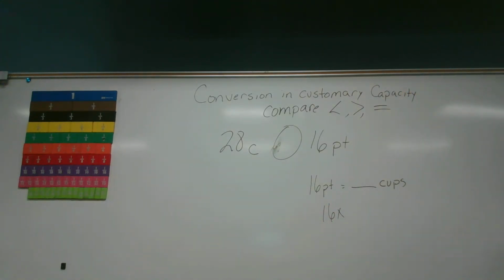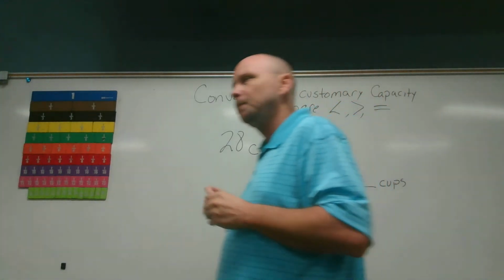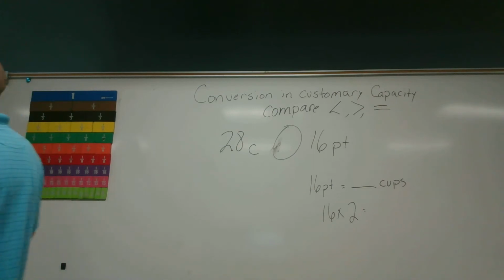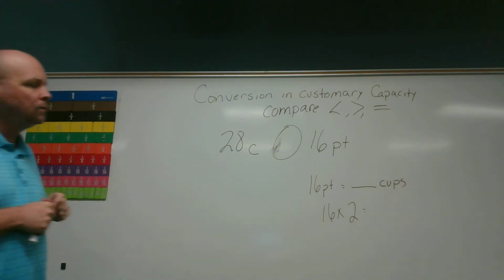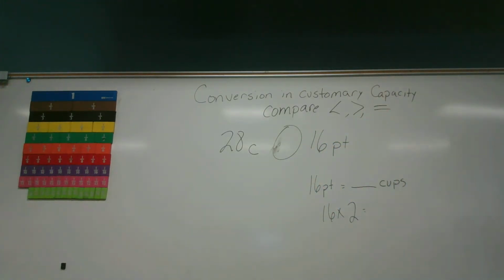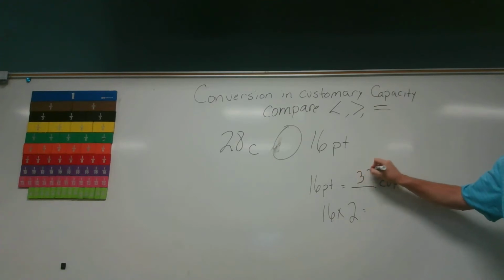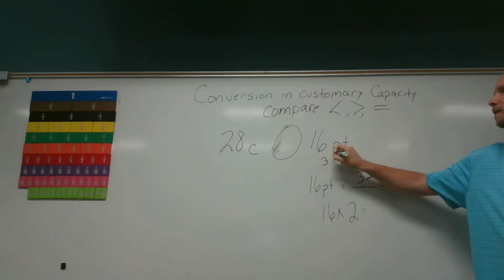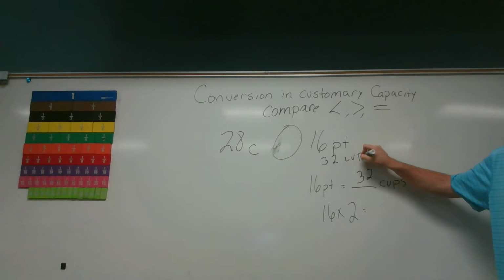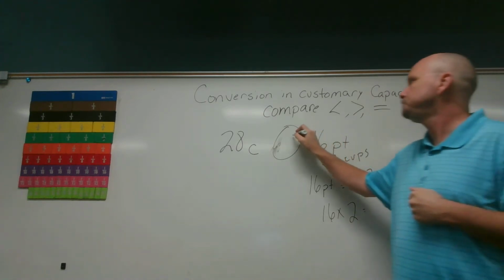2. Zen, where did you get the 2? Well, 1 pint equals 2 cups. So 16 pints equals how many cups? 32. So this is the same as saying 32 cups. And 28 cups is less than, greater than, or equal to 16 pints, Zen? Less than.